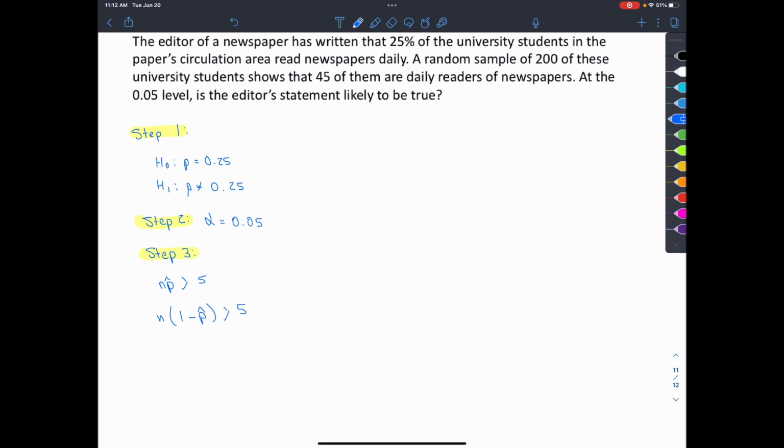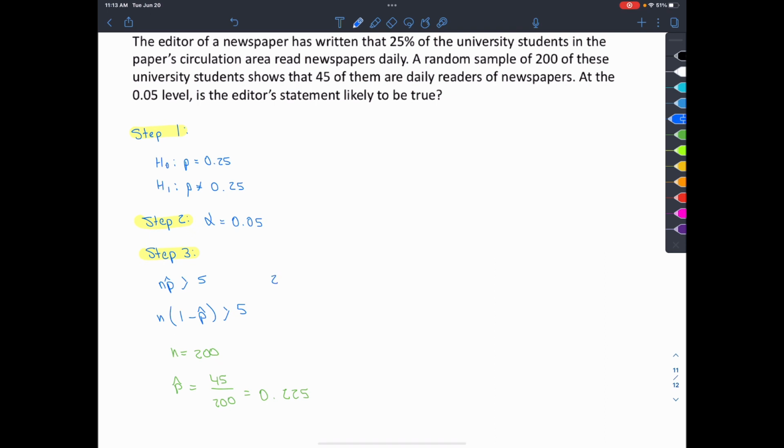So in this case, n is equal to 200, and the sample proportion is going to be equal to 45 over 200. If you grab your calculator, that should be 0.225. Perfect. So let's plug it into our calculations up here.